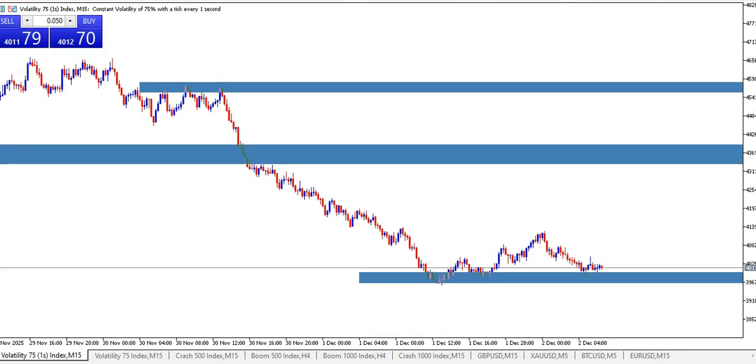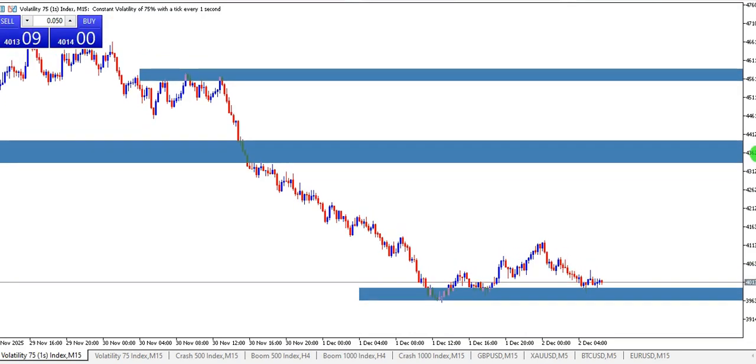On today's analysis, I'll be looking at the synthetic indices. I'll be starting with the synthetic indices, and of course, I'm sure by now you know the synthetic indices that I'm actually talking about, which is the VIX75 1 second, V75, the Crash 500, the Boom 500, the Boom 1000, and of course the Crash 1000.